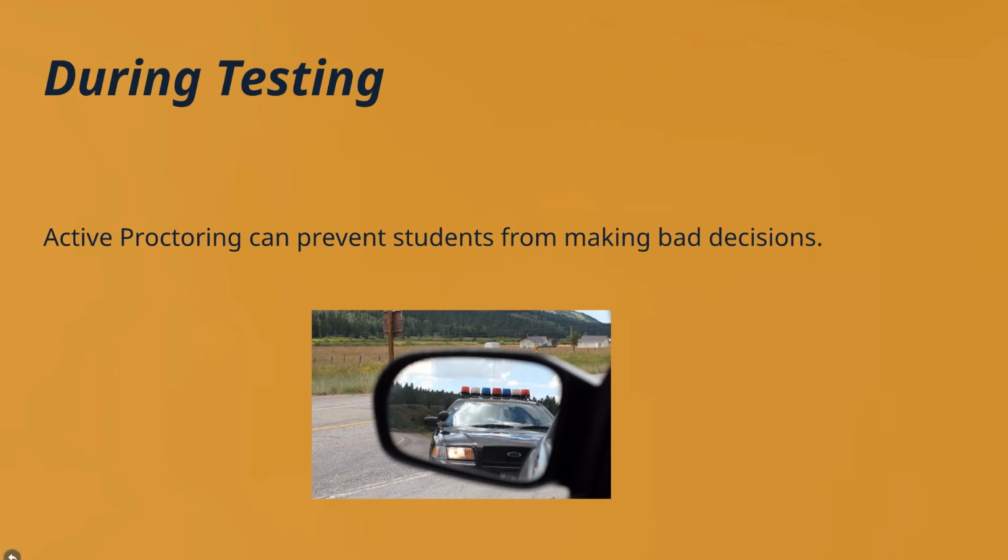When you're driving on the highway and you see a police officer in your rearview mirror, the first thing you do is slow down, even if you weren't speeding. Active proctoring is just like that officer in your rearview mirror and deters students from making bad decisions like hiding electronics or sharing answers or information about the assessment.